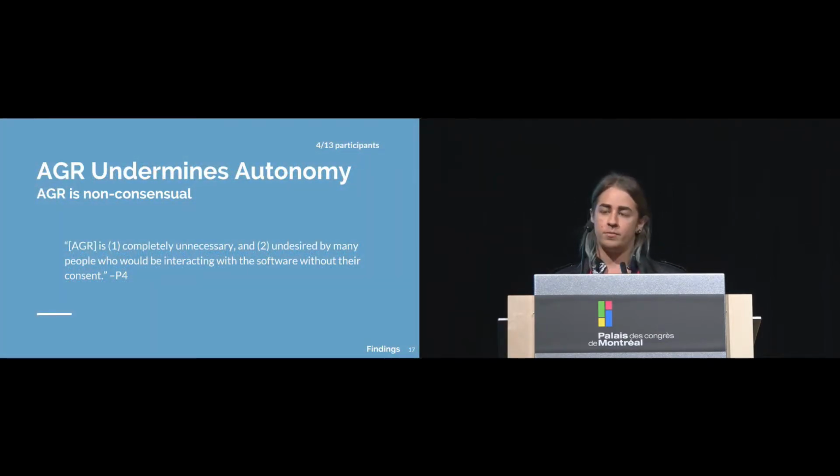Participants also described automatic gender recognition as undermining their autonomy. To clarify, we refer to autonomy as the ability for one to be their own person, make one's own decisions, and pursue a course of action in one's life without an external influence or force. Participants focused on the very non-consensual nature of automatic gender recognition, which they described as non-consensually capturing their images and non-consensually gendering them. P4 said, AGR is 1, completely unnecessary, and 2, undesired by many people who would be interacting with the software without their consent. Also, both P2 and T3 worried that their data might be sold to third parties without their knowledge or permission.